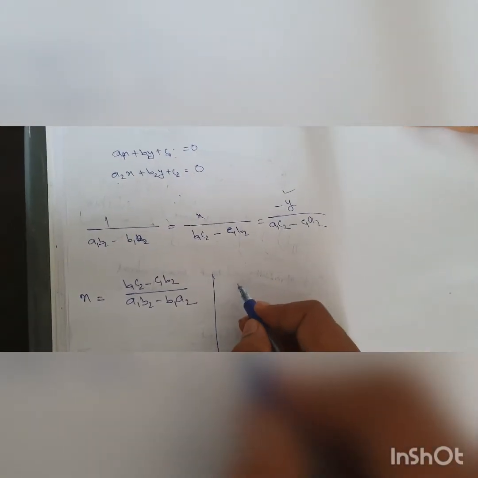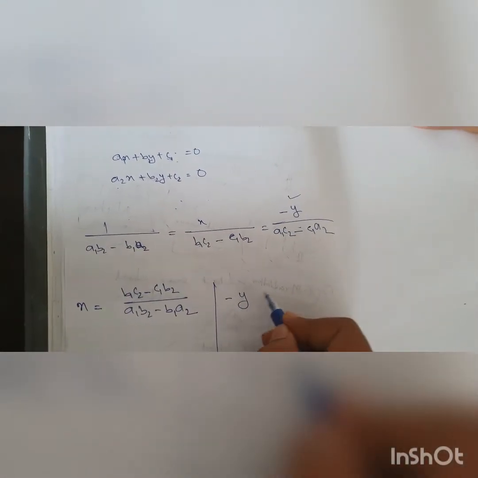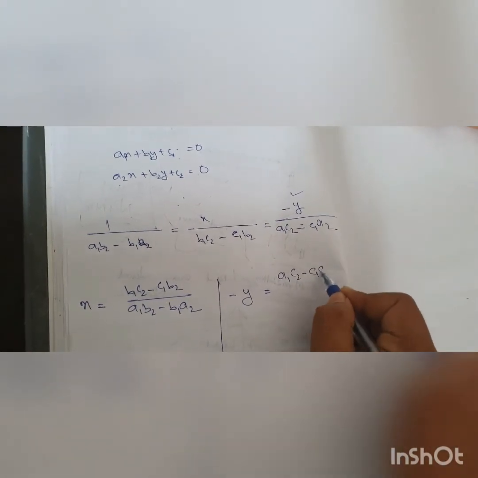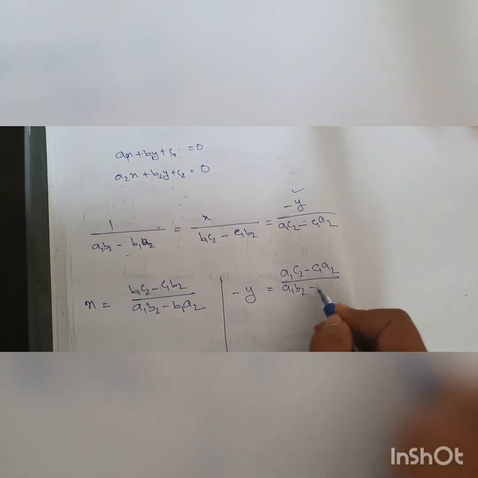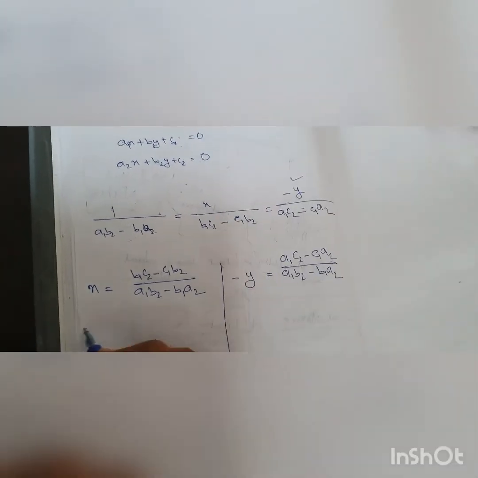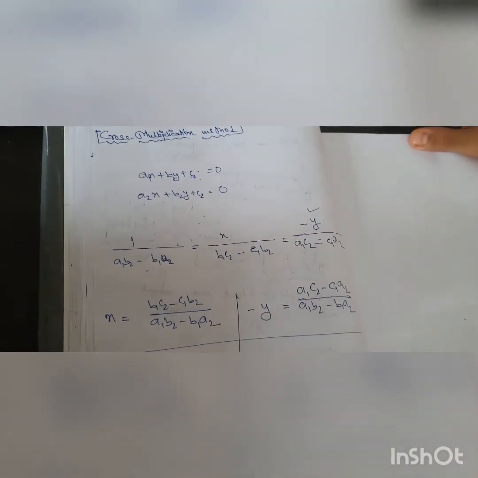And you want to find out y. In y, this will go up, right? So it will be minus y, but this will go up. So y is a1 c2 minus c1 a2 by this a1 b2 minus b1 a2. And if you simply solve it, it will come later on. After finding the answer you can take the minus. You may be confused, but if simple sums are given, you can do it.